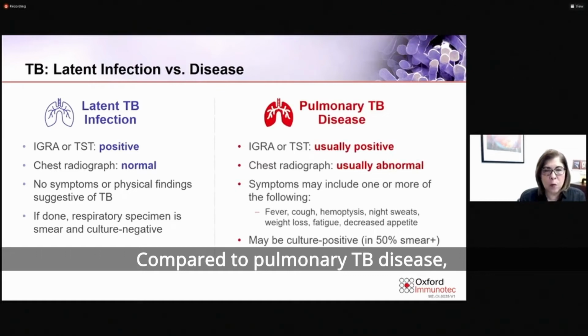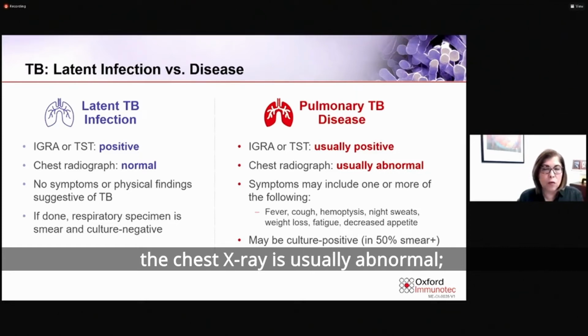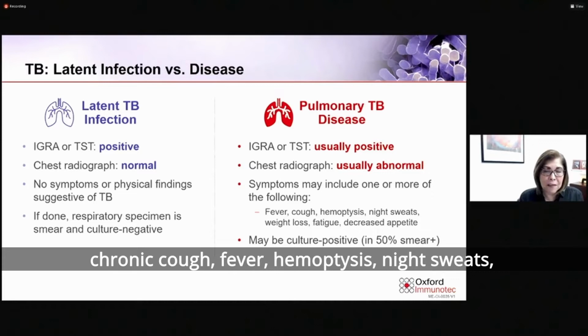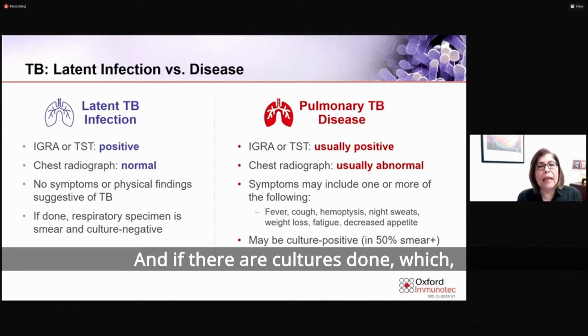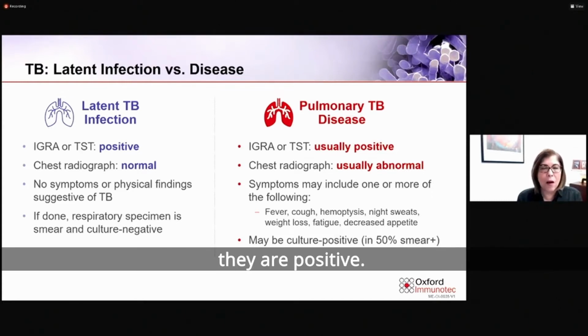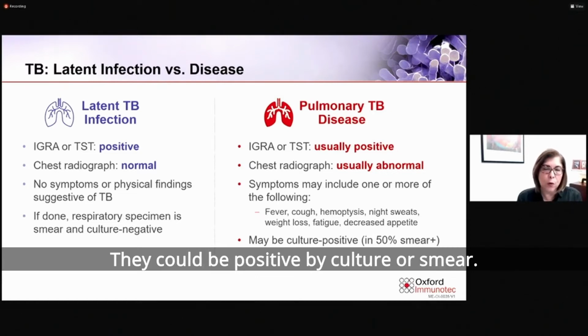Compared to pulmonary TB disease, in which IGRA or TST is usually positive, but not always, the chest X-ray is usually abnormal. There are symptoms that could include chronic cough, fever, hemoptysis, night sweats, weight loss, fatigue, decreased appetite. And if cultures are done, which they usually are, they are positive. They could be positive by culture or smear.